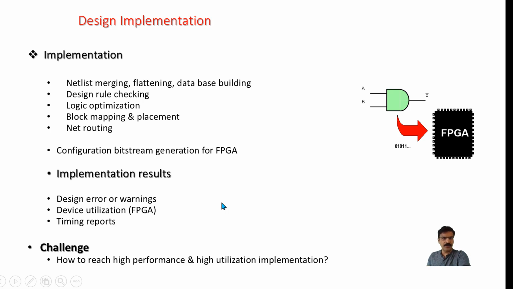Now, implementation. What do you mean by implementation? Now, you have a gate-level design with you. Now, you want to put it into ones and zeros and put it on an FPGA chip. That is what implementation does for you. So: netlist merging, flattening, database building, design rule checking, whether it's as per design rules, logic optimization, block mapping and placement, net routing. So I want all of you to read up on all these things.